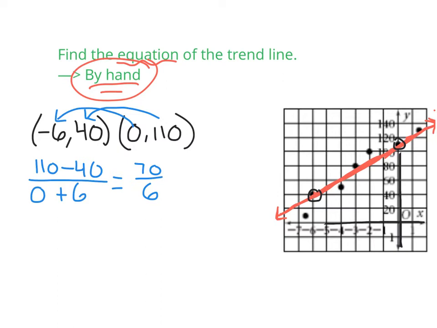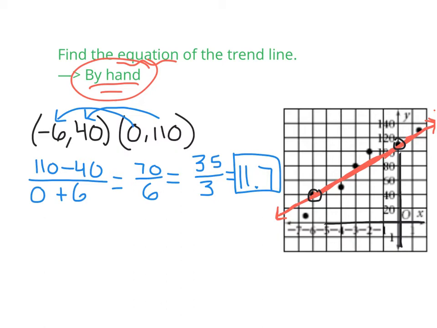And 70 divided by 6 is, well, we get a decimal. So for this case, we can either simplify it to 35/3, or, in scatter plots, which is really the only time I accept you to round a decimal, so let's go 11.7.